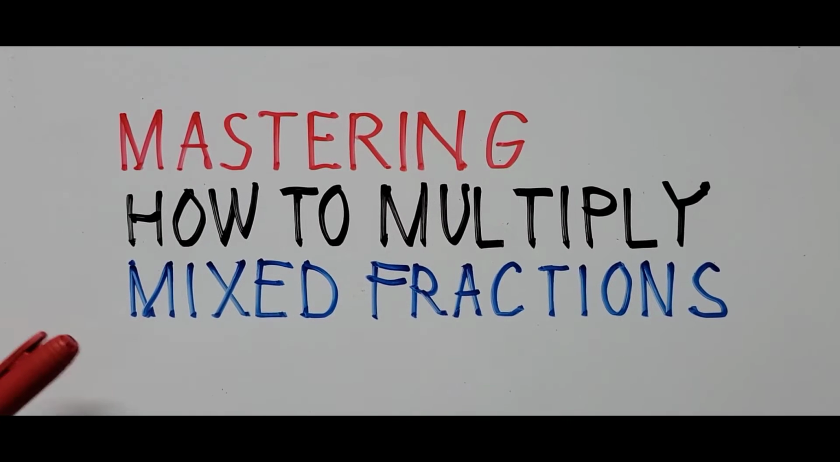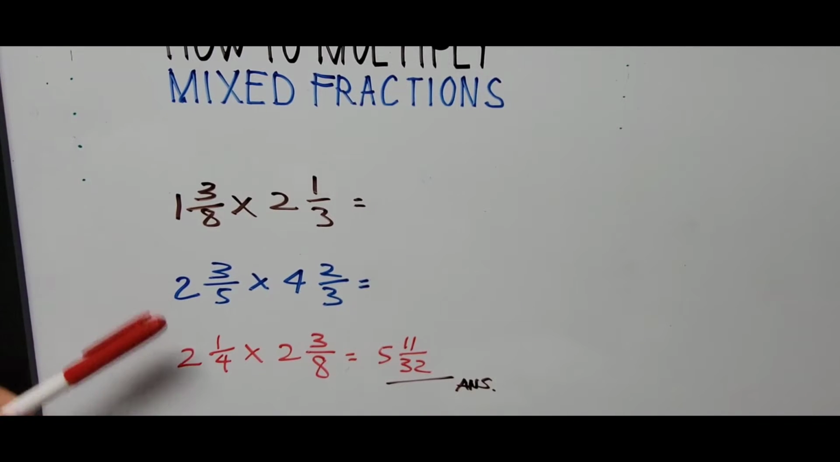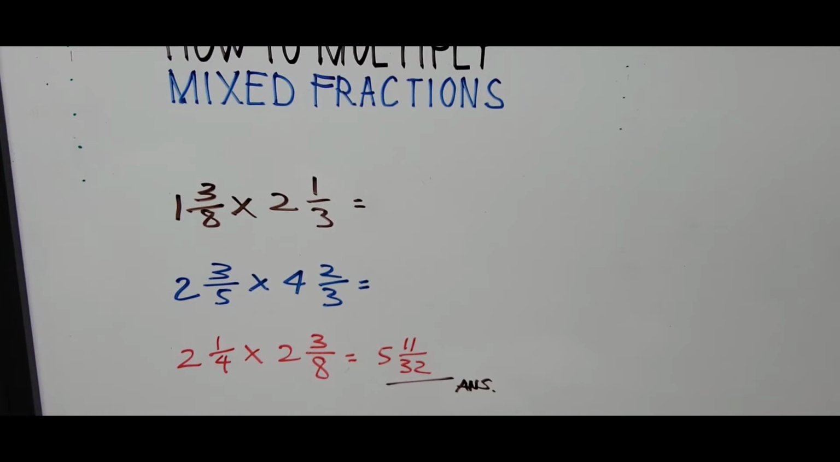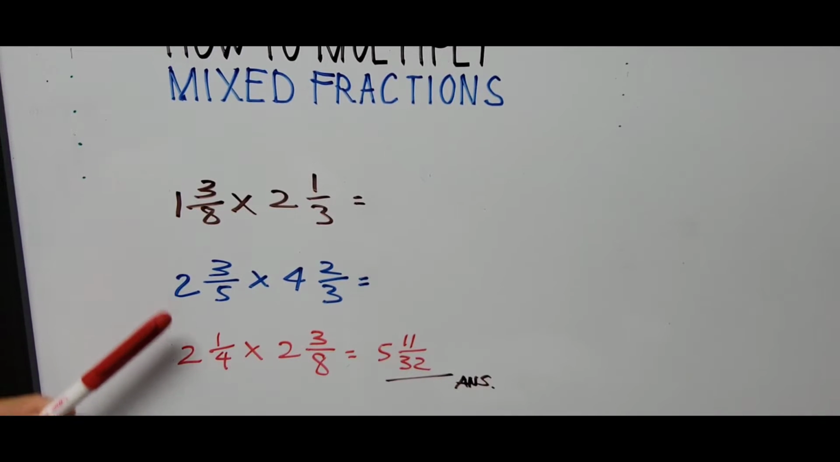And what are mixed fractions? Mixed fractions are also called mixed numbers. It consists of a whole number and a proper fraction. And we have here some examples of multiplication of mixed fractions. If you notice, the third one on the bottom has the answer already. So this is intentionally left out for you guys to solve at the end of this lesson.